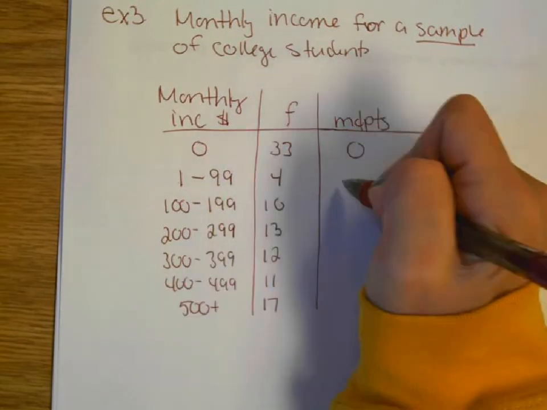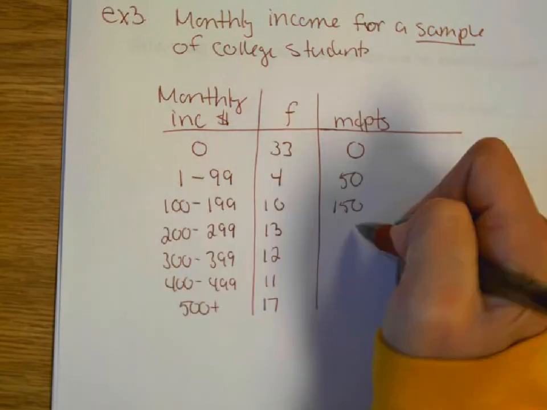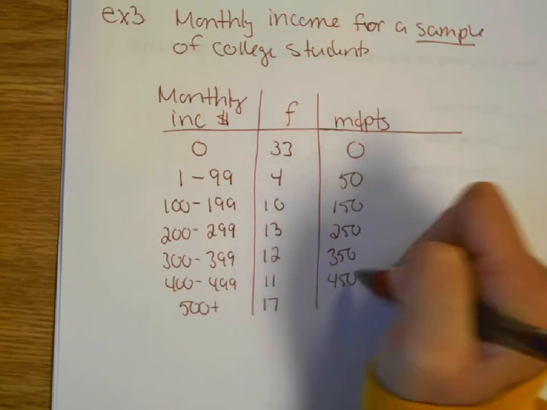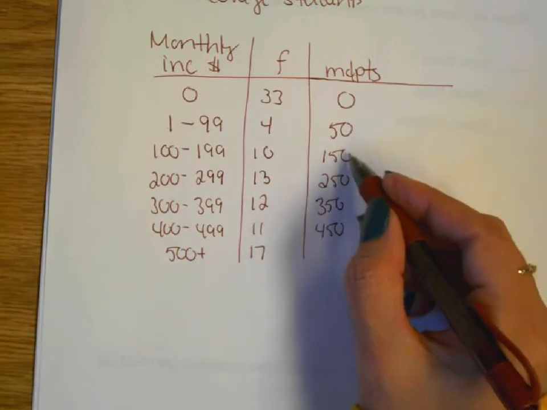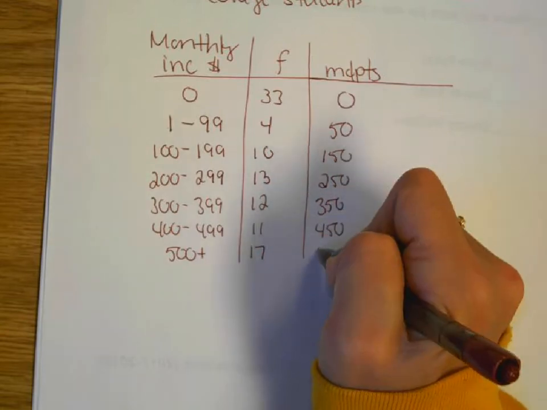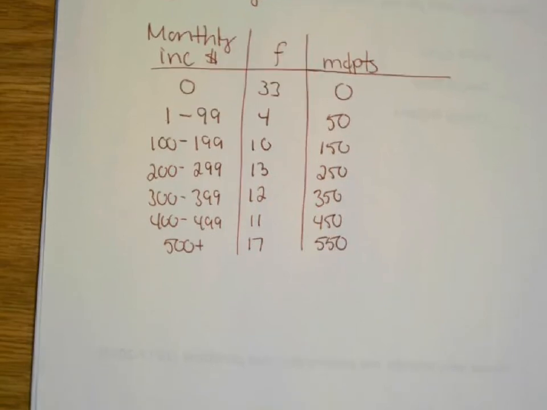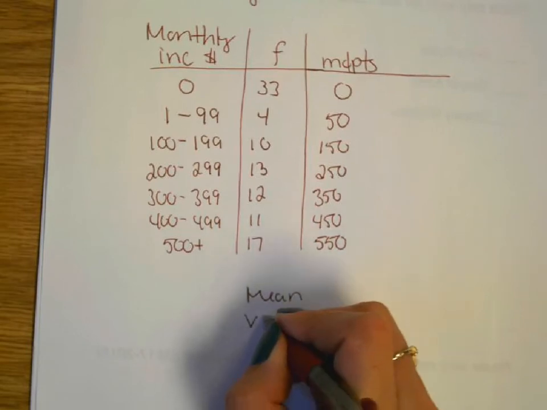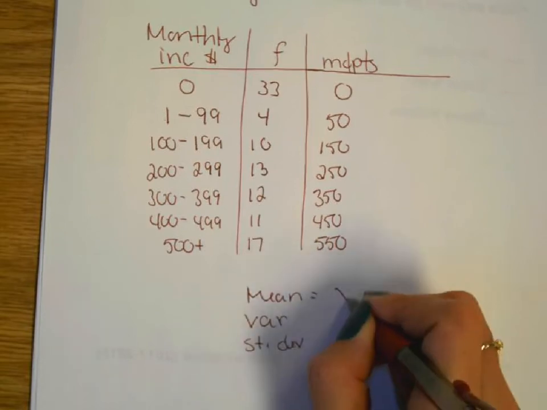1 to 99, we've got 50. 150. 250. 350. 450. And the 500 and above, you get to pick. You could actually look at those numbers and use the average of them, but since we don't know it, I'm going to just continue this, go up by 100 and go with 550. And our answers will be estimates. And again, we want mean, variance, and standard deviation. These are samples.